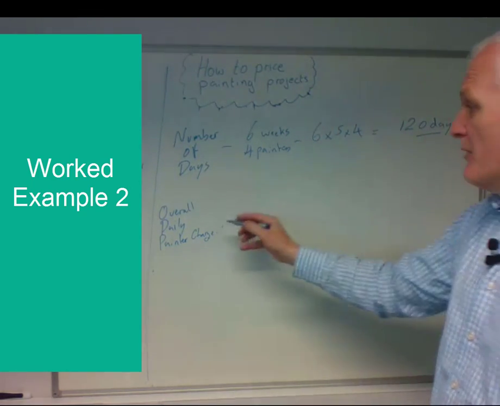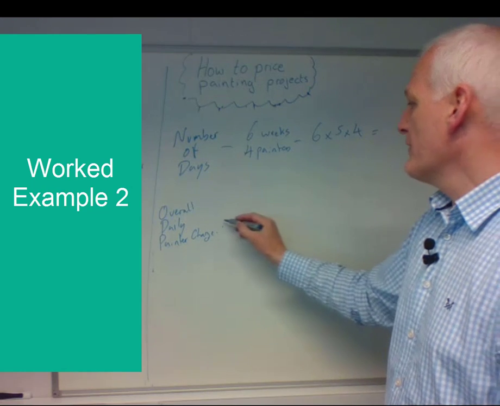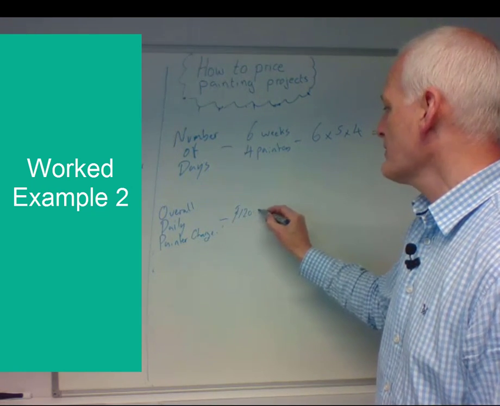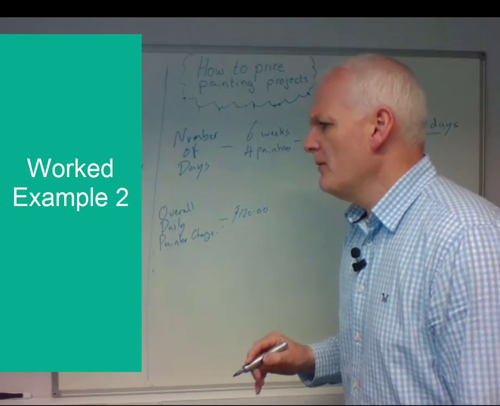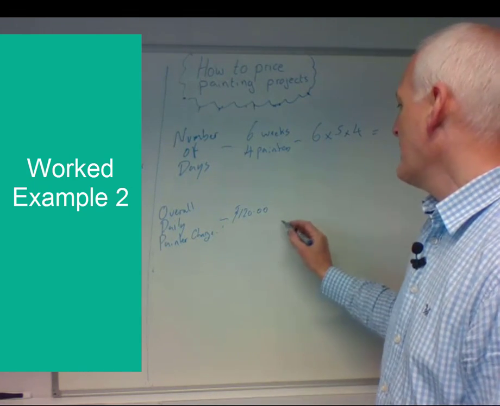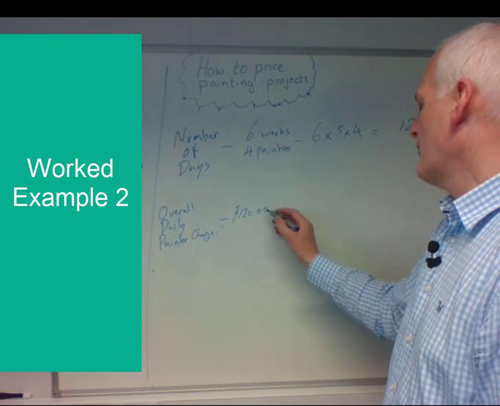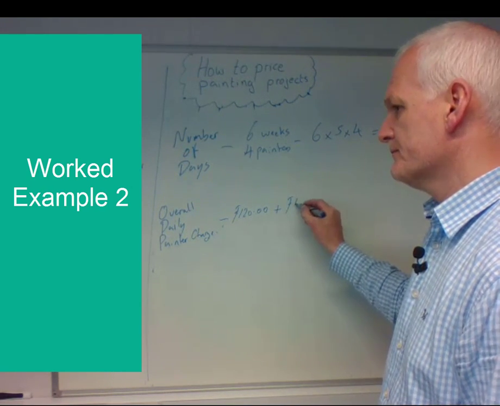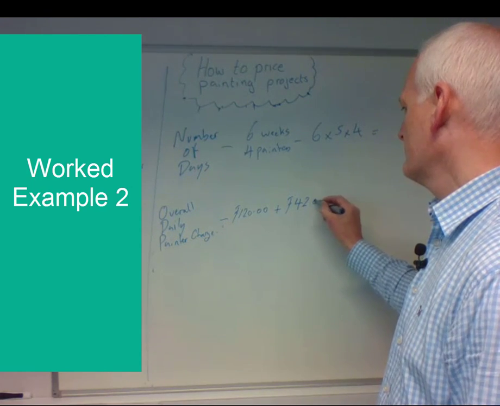Now, for this overall daily painter charge, I'm based somewhere in the UK where I know I can get my subby for £120. I'm still going to keep my OHP at 35%. Now, 35% of 120 is £42.